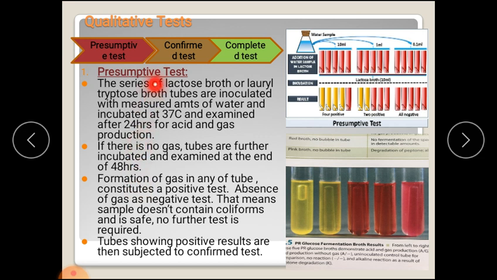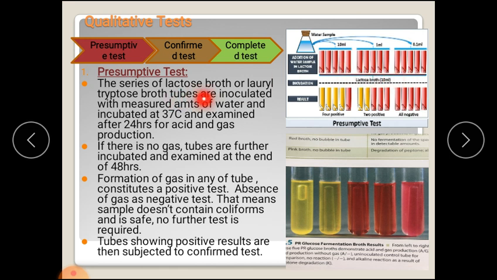First, the presumptive test of the given sample is performed. In this, a series of lactose broth or lauryl tryptose broth tubes are inoculated with a measured amount of water, incubated at 37 degrees Celsius and examined after 24 hours for acid and gas production. Means you are going to take different series, this is one series, this another, this another, in different sets of broth. Here we are using lactose broth.